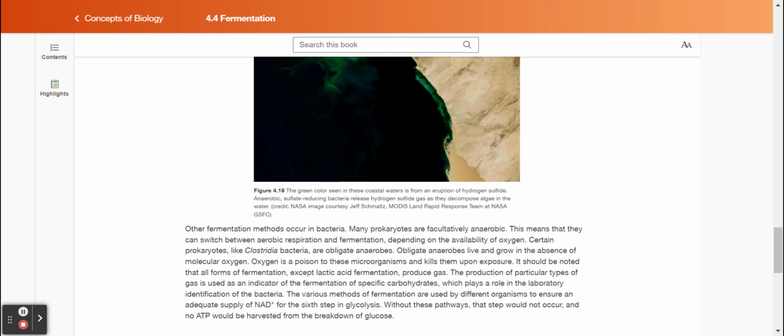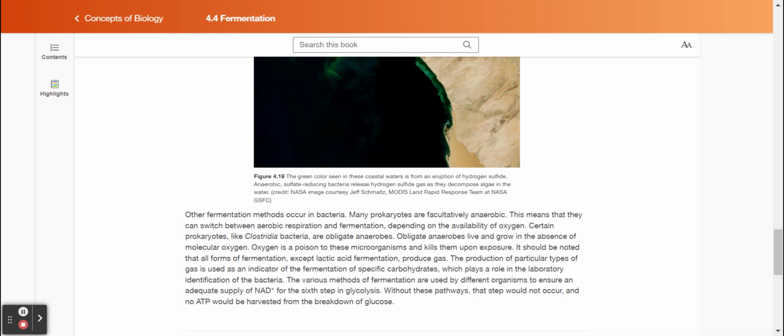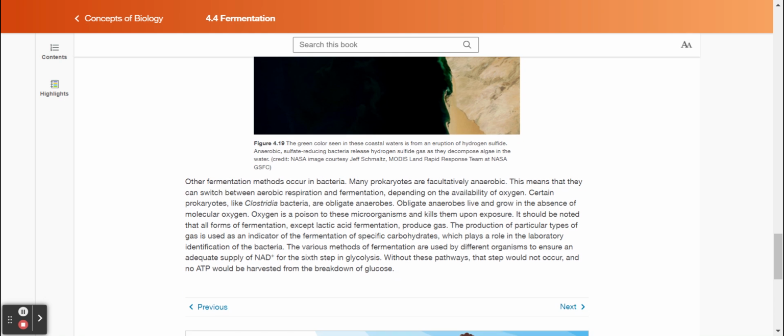It should be noted that all forms of fermentation, except lactic acid fermentation, produce gas. The production of particular types of gas is used as an indicator of the fermentation of specific carbohydrates, which plays a role in the laboratory identification of the bacteria. The various methods of fermentation are used by different organisms to ensure an adequate supply of NAD+ for the sixth step in glycolysis. Without these pathways, that step would not occur, and no ATP would be harvested from the breakdown of glucose.